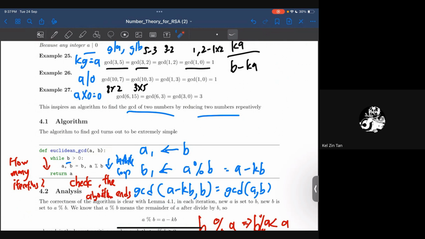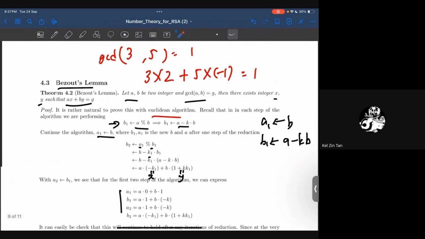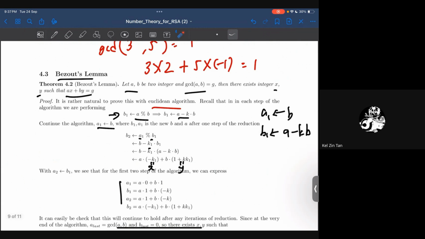So because every step of A and B can always be represented by some multiples of A plus some multiples of B, with that, we have our Bézout's lemma, which is that there exists an X and Y such that this is true.